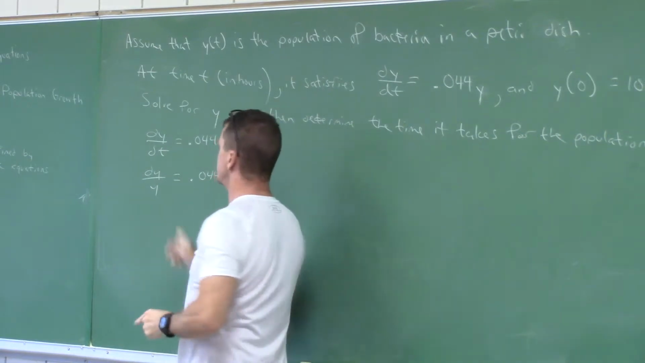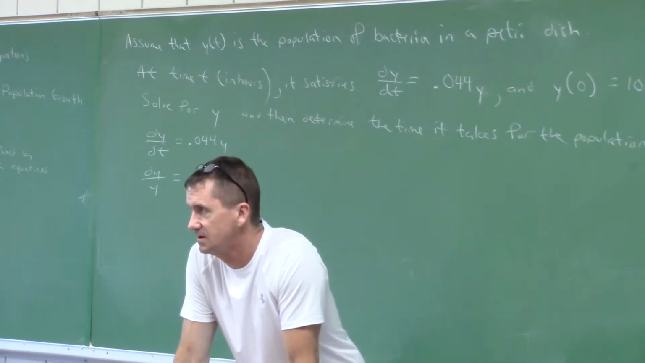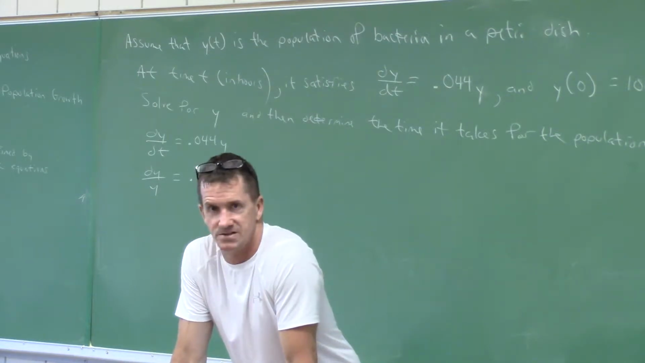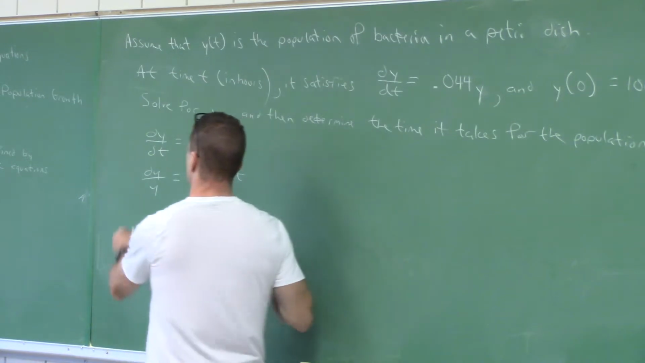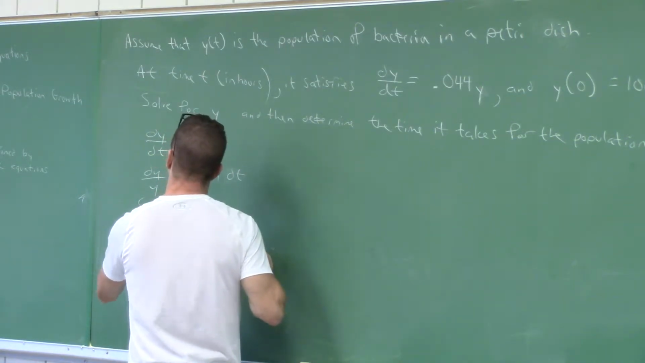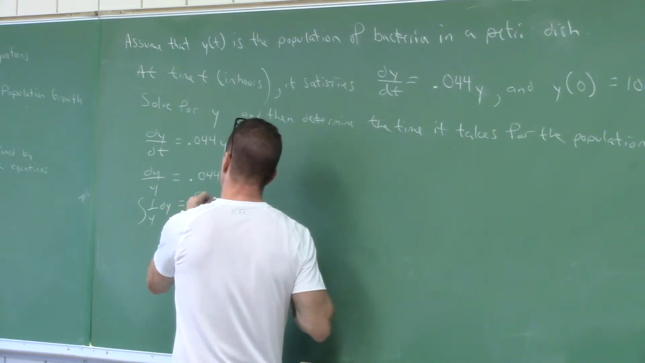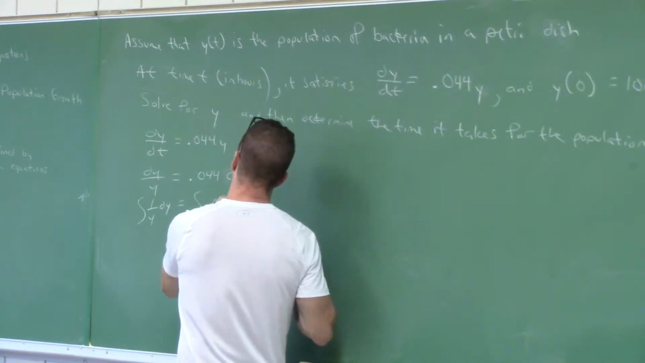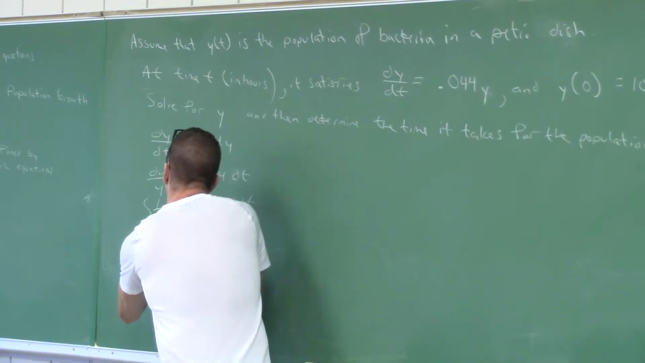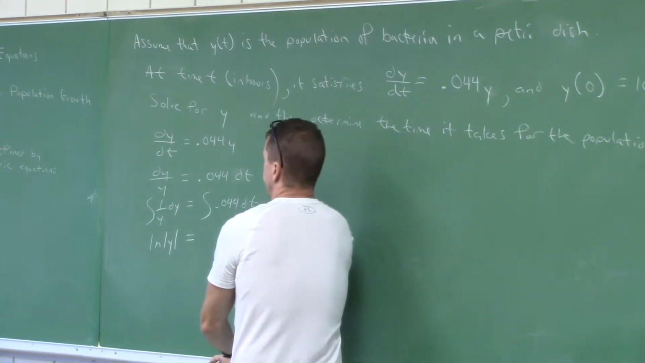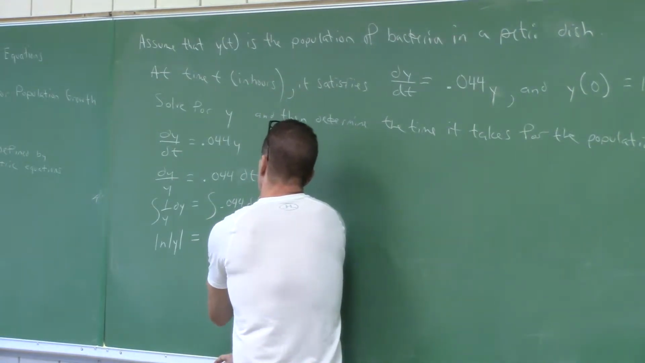I think a lot of you saw this in our last lesson. You probably know where this is going. This is very similar to the last two problems. What's the integral of that? Natural log of y, ln y. Remember, if you can do two steps at once, I'm putting the integral symbol down. That's okay. That's natural log of y. That's just 0.044t plus a constant.